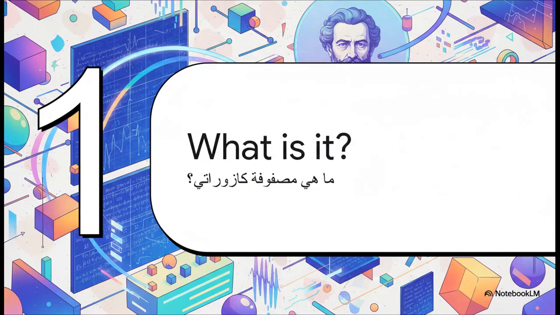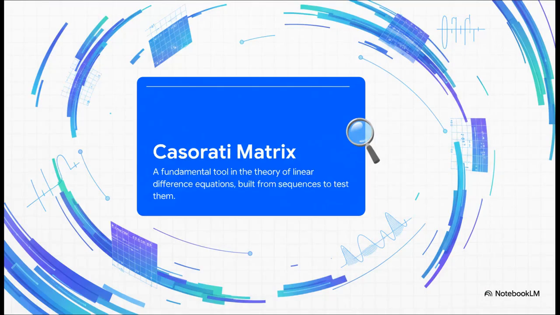All right, first things first. Let's peel back the layers and ask the big question. What exactly is this Casorati matrix? Let's lock in a clear definition. At its heart, the Casorati matrix is just a special type of square matrix that you build from a set of sequences. Its whole reason for being is to help us analyze these sequences, especially when we're talking about linear difference equations, which, let's be honest, are the foundation for so many discrete systems out there.